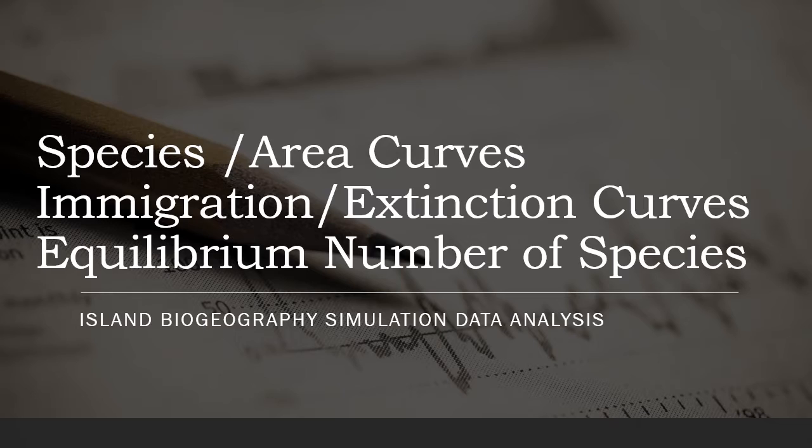We're going to use it to calculate species area curves for these islands. We're also going to generate the immigration rate curves and the extinction rate curves, the local extinction rate curves for these islands, and use those curves to come up with an equilibrium number of species predicted for each size of island.